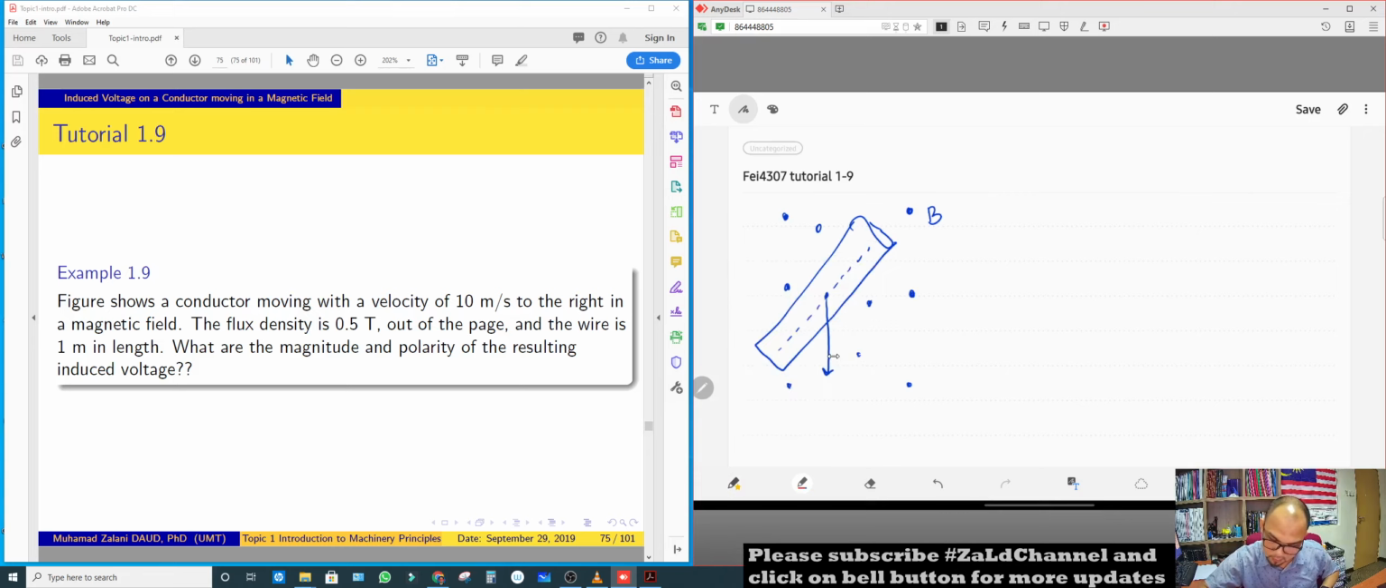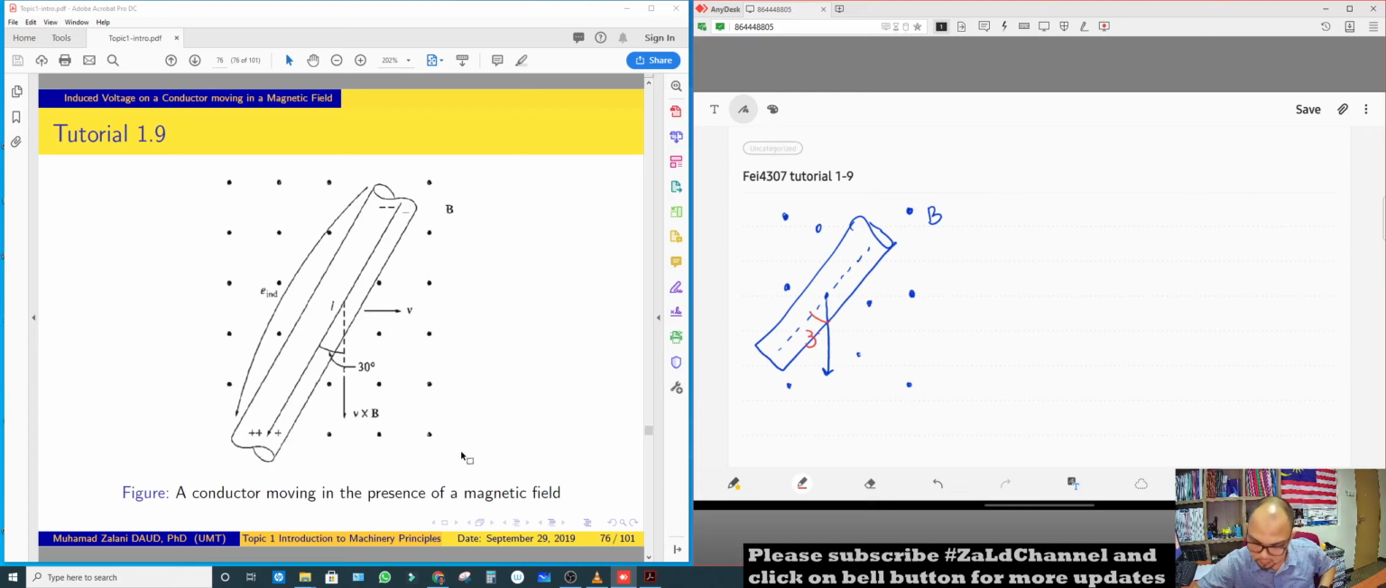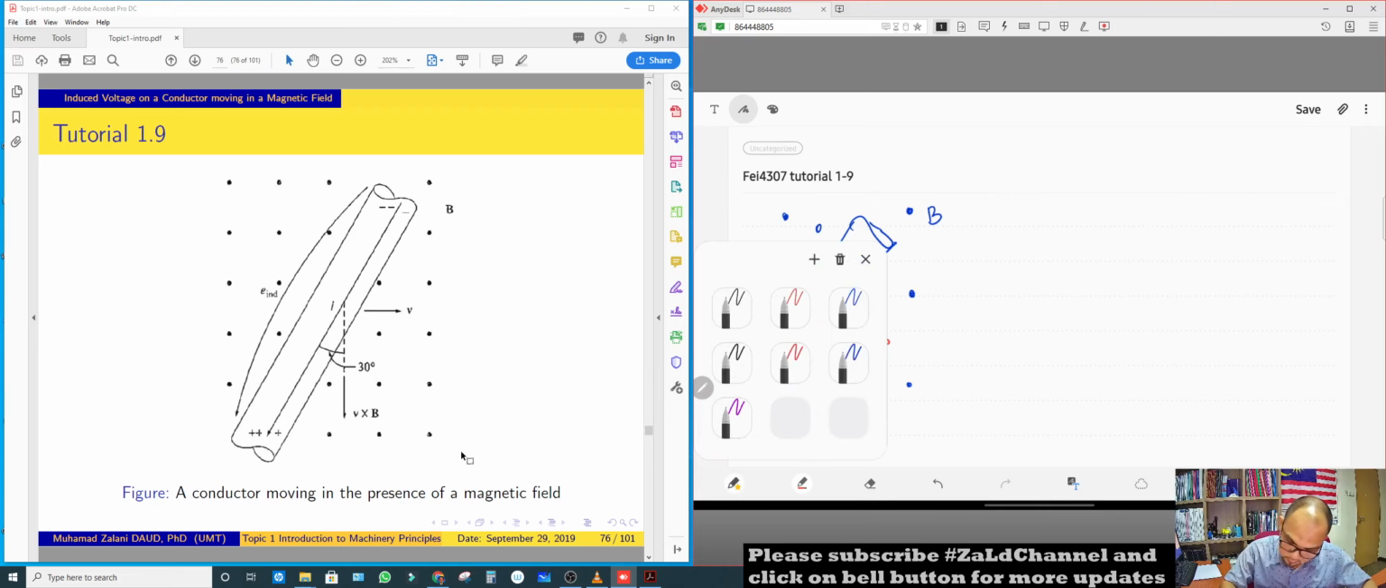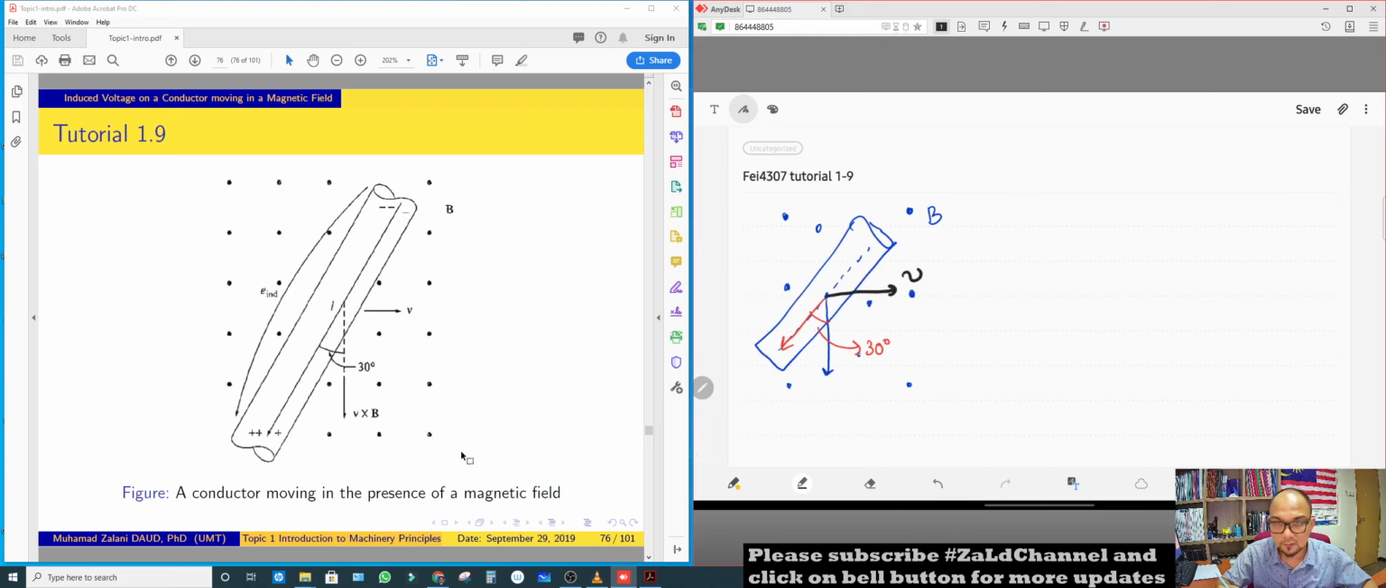So just can mark it as here is 9. Sorry, that was not 90 degree. As the question shows, it's 30 degree. So 30 degree displaced from the vertical position, right? 30, right? So we move this wire to the right direction. Let me use different color. We move this wire with velocity of v to the right direction.